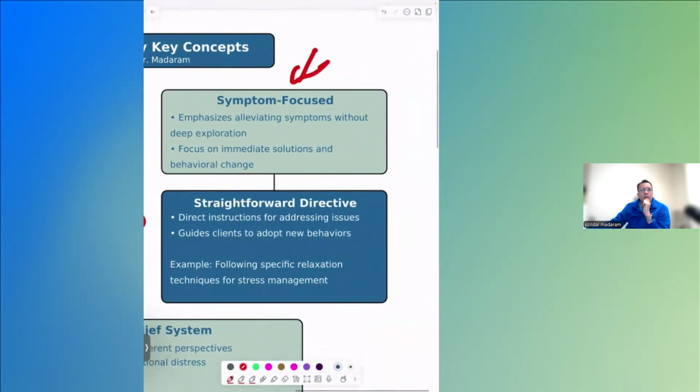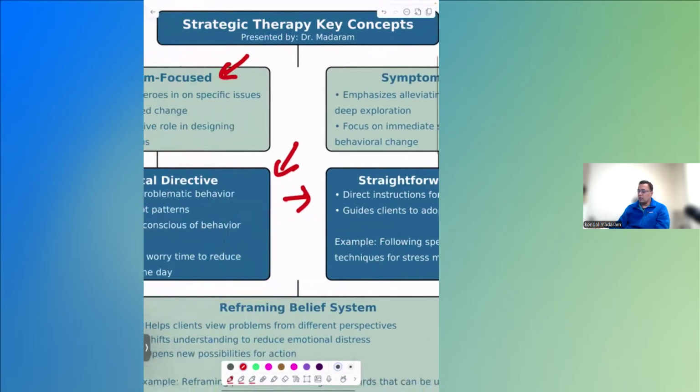In symptom focused, you're thinking about alleviating symptoms without, again, diving deeply into its origins. So let's say that somebody is struggling with insomnia, and your goal in this case would be a bedtime routine, avoiding screens before sleep, and relaxation techniques. So this is symptom focused.